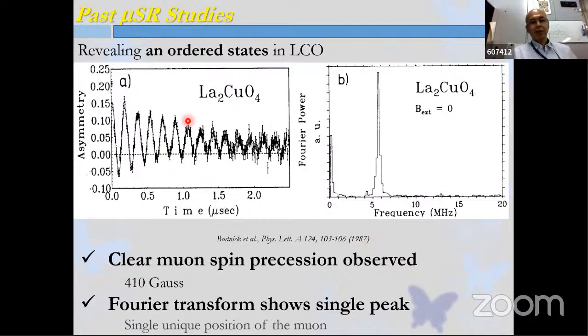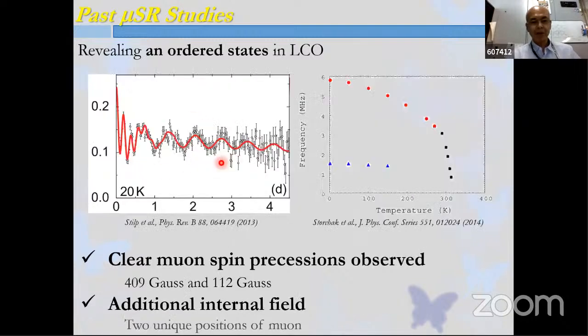So this is very old data, but still very important and still cited, because these are past data showing the appearance of the long-range ordered state. So this muon spin precession is very important for our discussion.